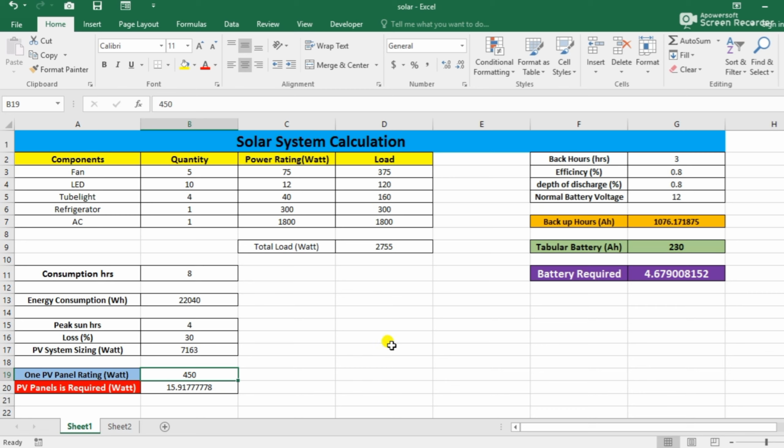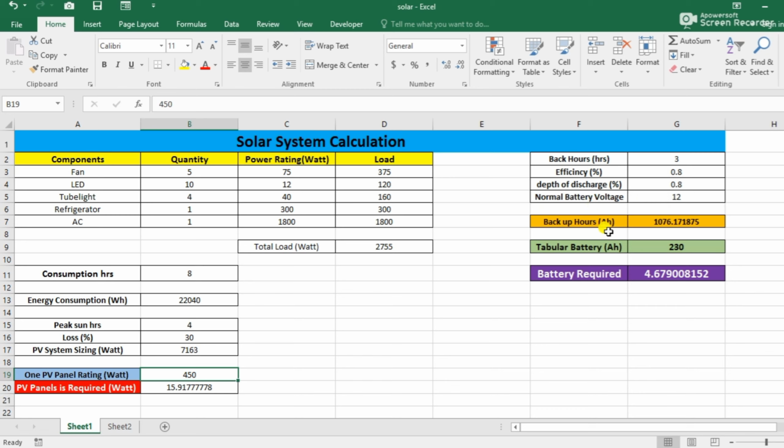So how many batteries are required? So this is the battery calculation. The backup hour is 3, meaning that you can run the load for 3 hours with the battery. The efficiency is 0.8. The discharge rating is 0.8 and the nominal battery voltage is 12. You can also take 24 and also 48 volt batteries.